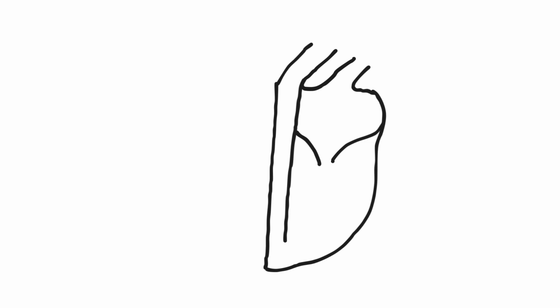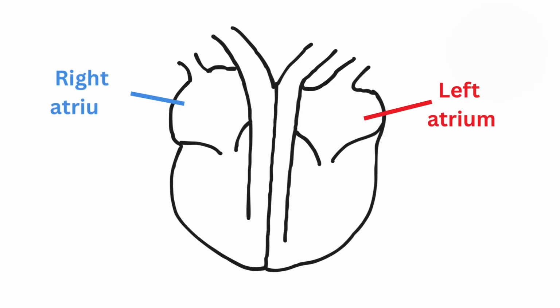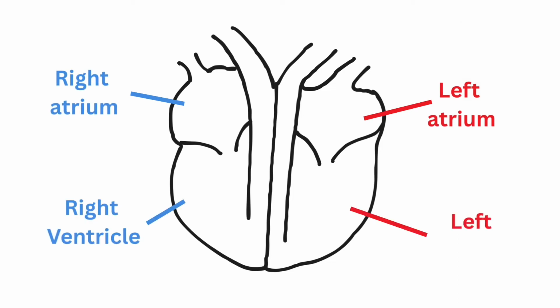Let's draw a more accurate diagram of the heart. Here's the left-hand side of the heart, and we'll add on the right-hand side of the heart. So here's a top chamber, which is the atrium, and it's on the left-hand side, so it's the left atrium. Here's the right atrium. Underneath it is the right ventricle. And yes, you've guessed it, this one is the left ventricle. So now you can see the 4 chambers of the heart.